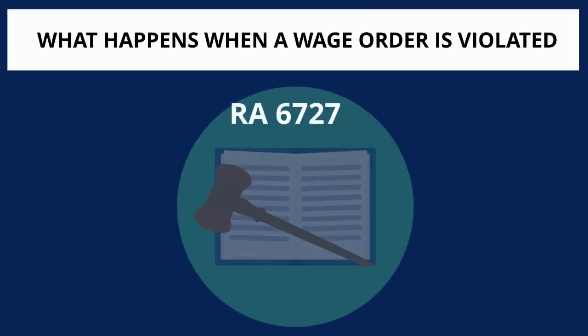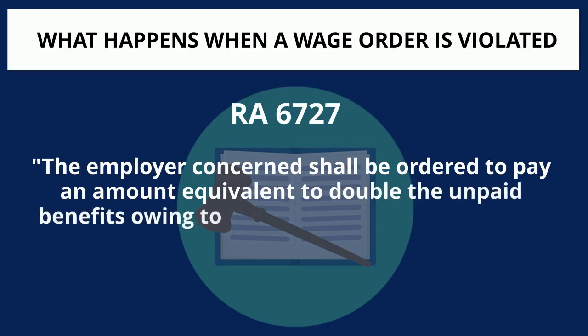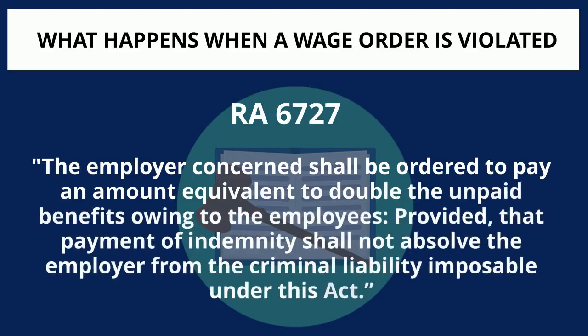Now, what happens when a wage order is violated? According to RA 6727, the employer concerned shall be ordered to pay an amount equivalent to double the unpaid benefits owing to the employees, provided that payment of indemnity shall not absolve the employer from the criminal liability imposable under this Act.